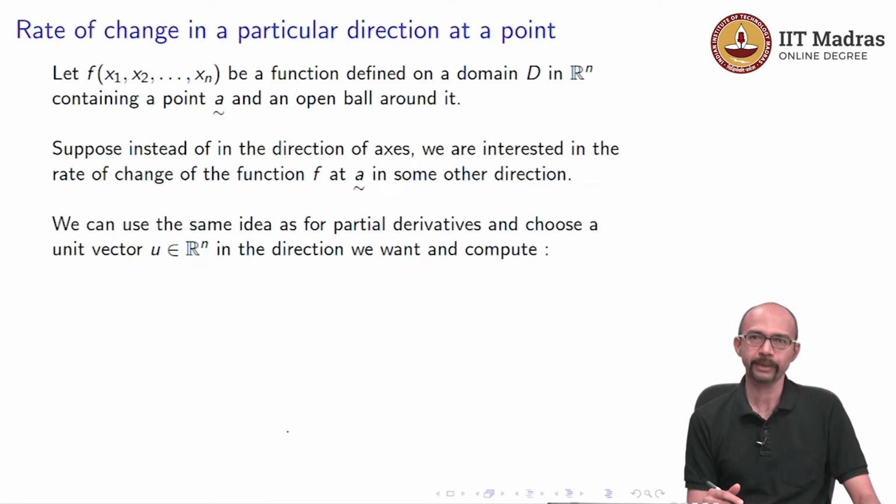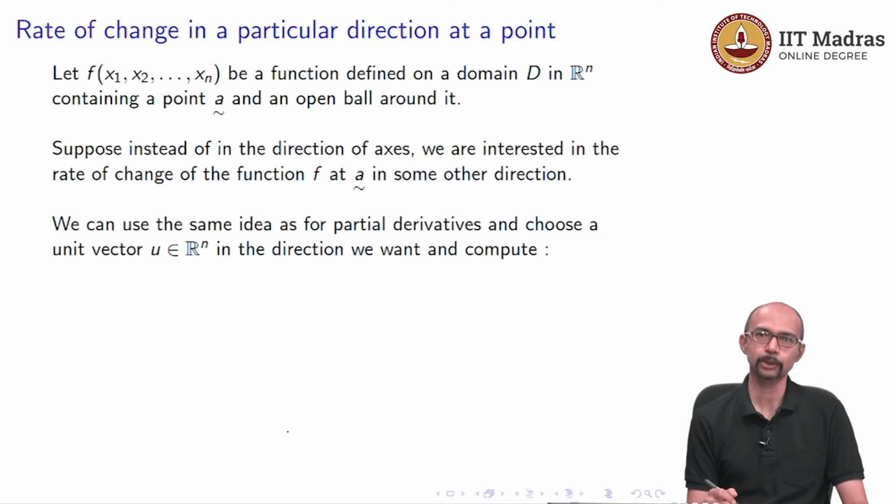Okay. So, we can use the same idea as we have for partial derivatives. So, we choose a unit vector. Remember that we had chosen the vectors e1, e2, ..., en. These are unit vectors, so these have what we call norm 1. Recall this from the linear algebra part. So, these have norm 1, or these have length 1.